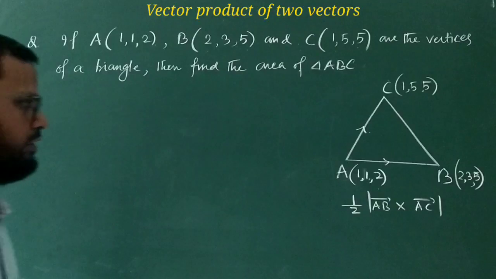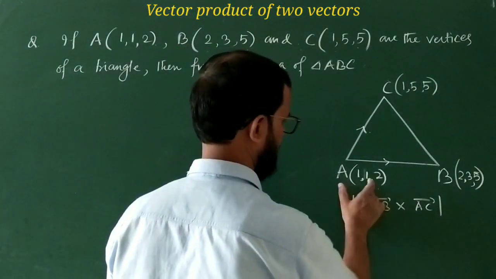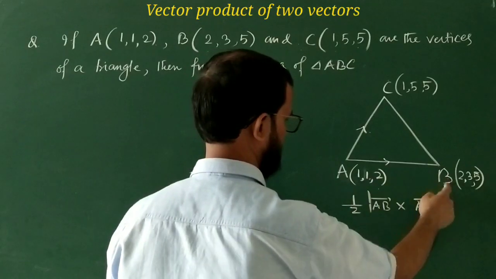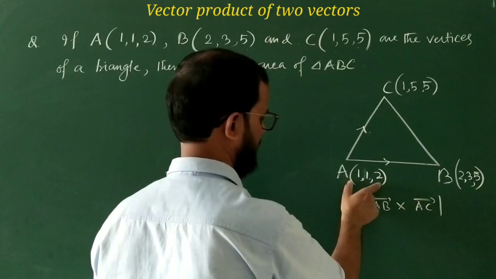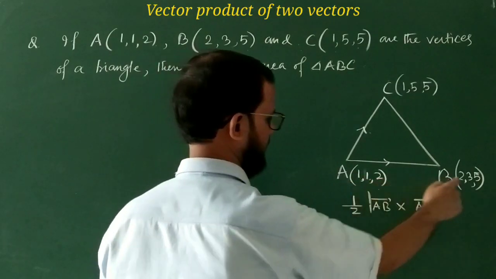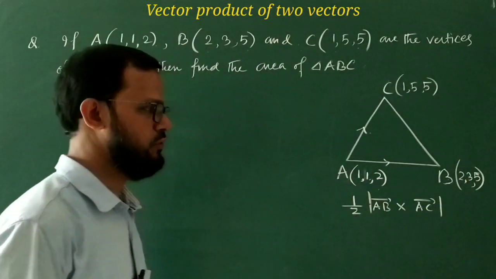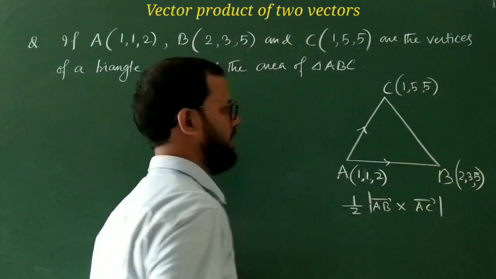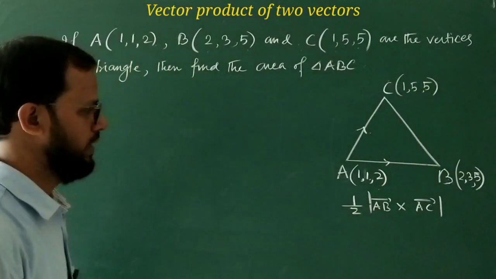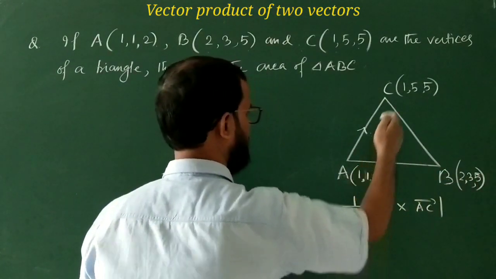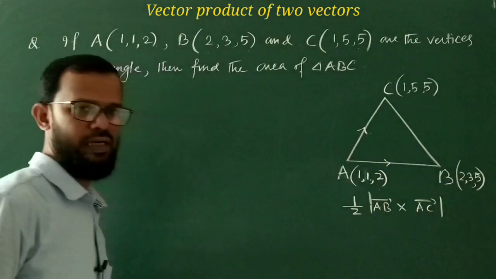So our job will be to find AB vector and AC vector. Since the corresponding endpoints are given, the position vector of A will be i cap plus j cap plus 2 k cap, the position vector of B is 2 i cap plus 3 j cap plus 5 k cap, and the position vector of C will be i cap plus 5 j cap plus 5 k cap. From here you can find AB vector: terminal point minus initial point. Similarly, terminal point minus initial point, you can get AC vector.